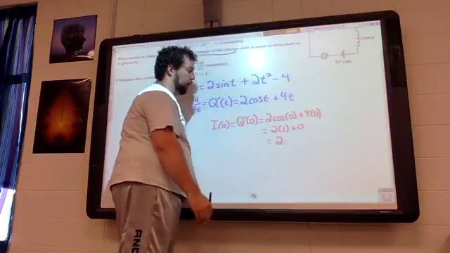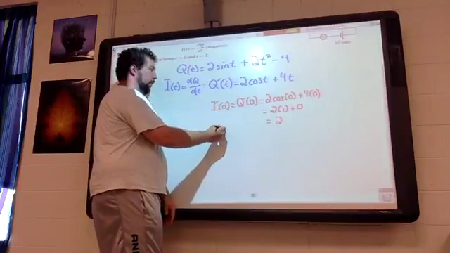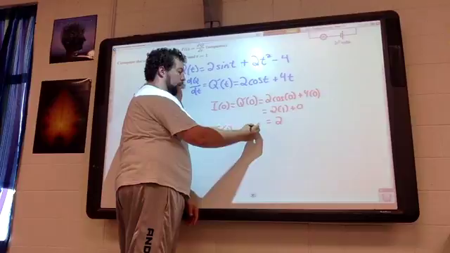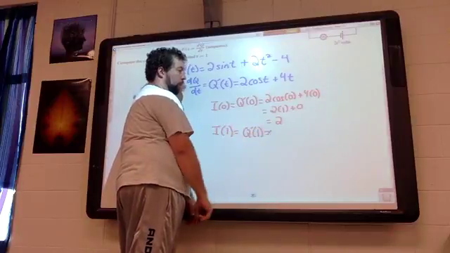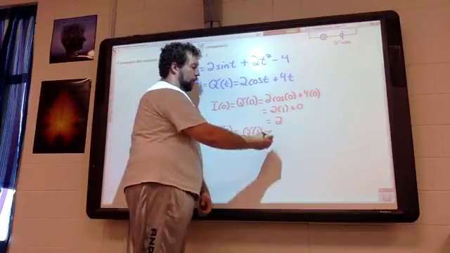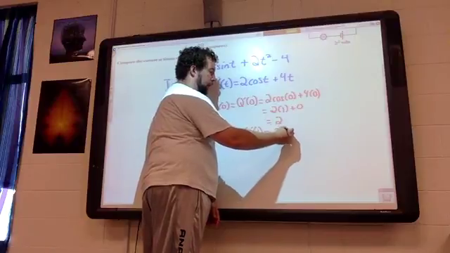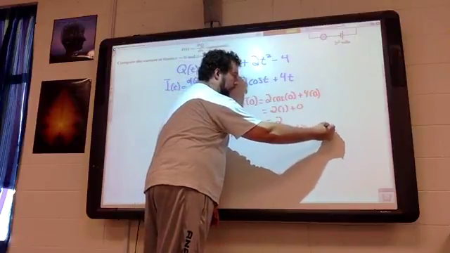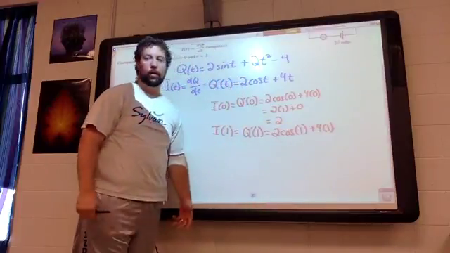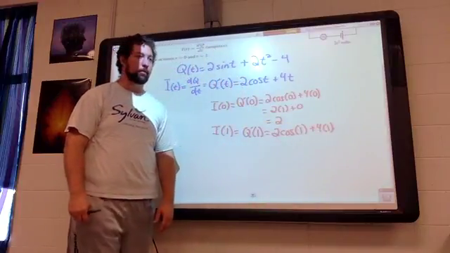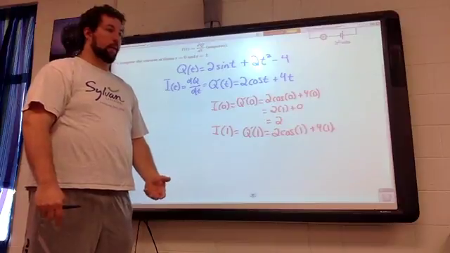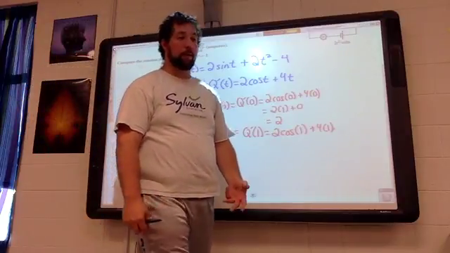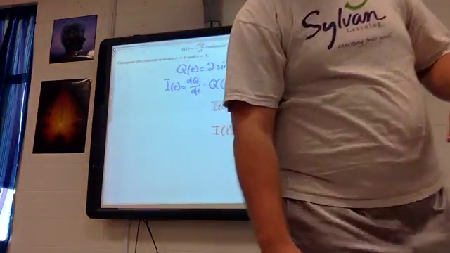And to answer the other part, if I want to find the current at 1, I find the derivative of the charge at 1, which means plug a 1 in. So 2 times the cosine of 1 plus 4 times 1. And 1 is not one of the ones we memorized. We memorized pi over 2, 3 pi over 2, pi over 4, stuff like that. So you're going to need to grab a calculator.